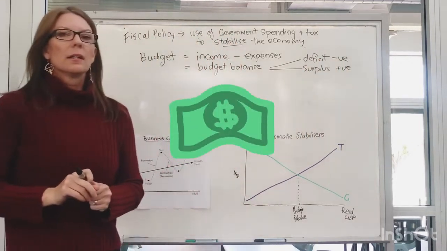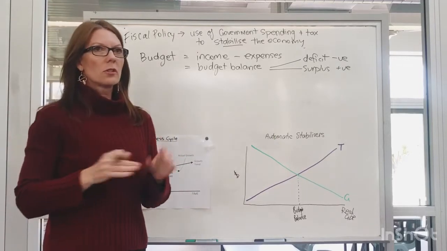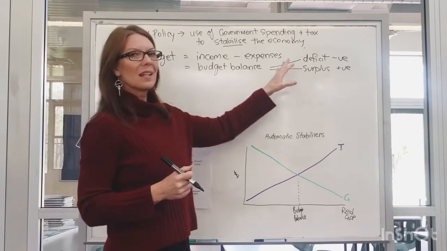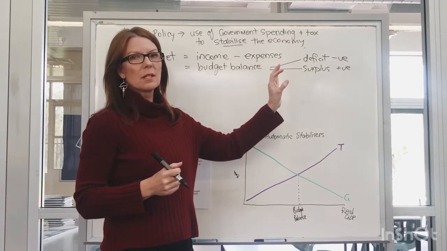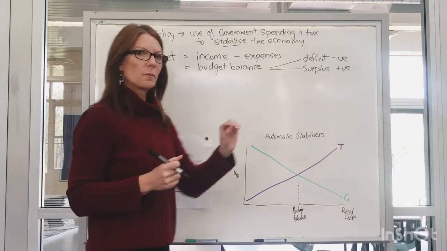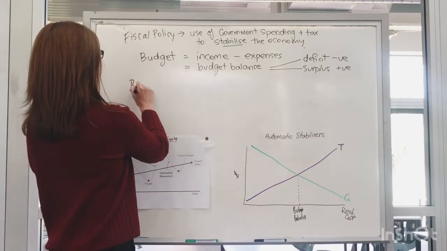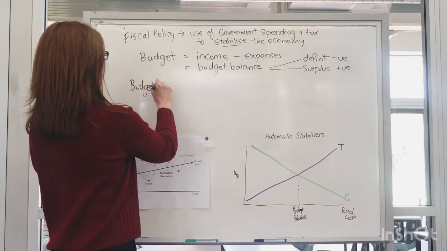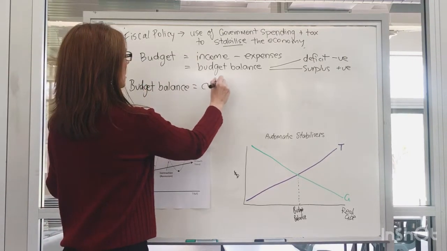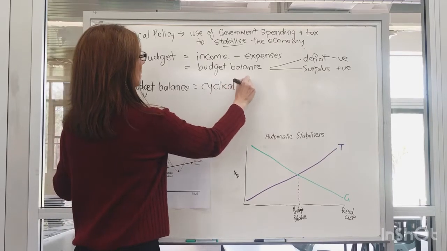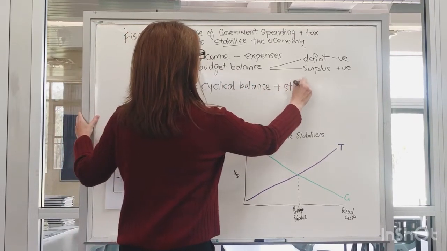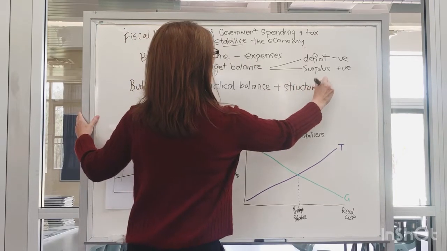Okay. What I want to highlight differently, because you know all that, is that a budget deficit is a combination of a cyclical balance and a structural balance. Okay, so budget balance equals cyclical balance plus a structural balance.